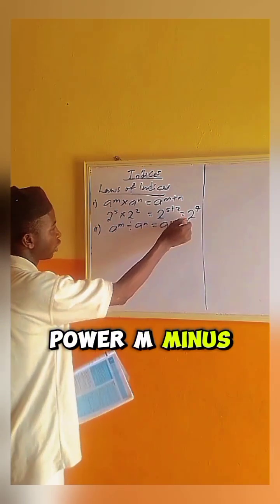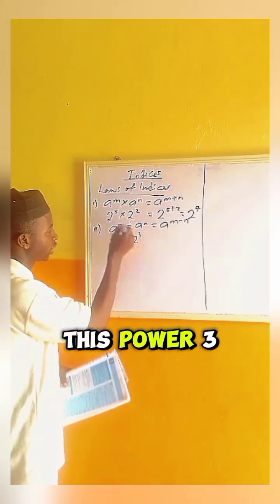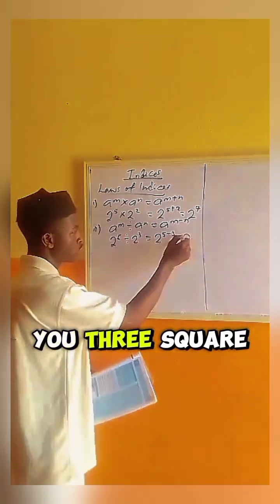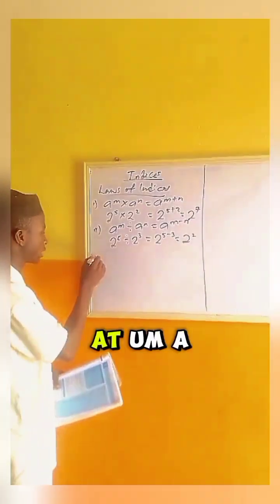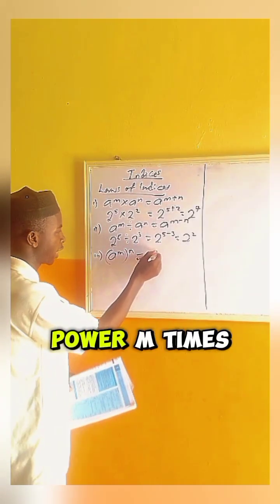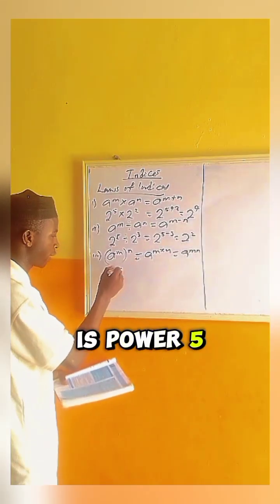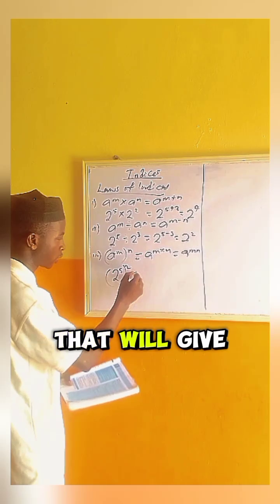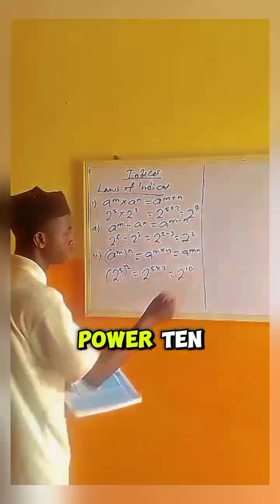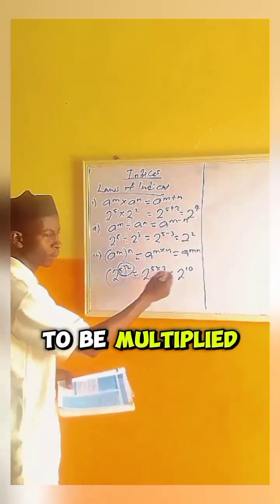Also, if you have a raised power m divided by a raised power n, that becomes a raised power m minus n. Assuming you have 2 raised power 5 divided by 2 raised power 3, that will give you 2 raised power 5 minus 3, which is 2 raised power 2. Also, we looked at a raised power m, all raised power n, equals a raised power m times n, which is a raised power mn. Assuming you have 2 raised power 5, all raised power 2, that will give you 2 raised power 5 times 2, which is 2 raised power 10. So this is to tell you that the powers are to be multiplied together.